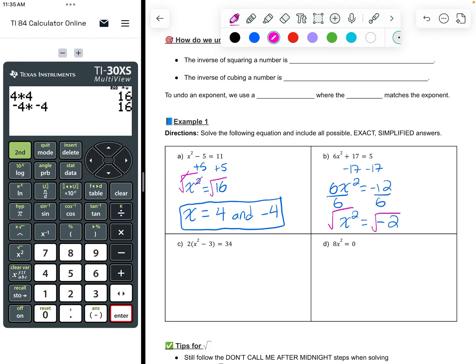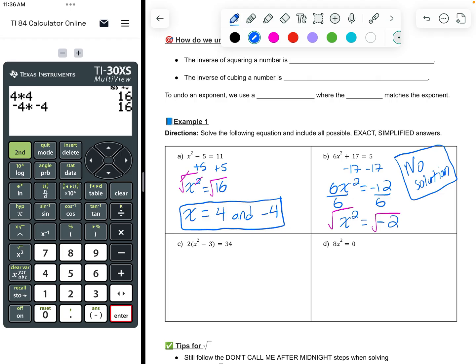Now here, because we are square rooting a negative, we cannot get a solution, because there's no real number that when you multiply it by itself, you get a negative. When we multiply a positive times a positive, that's always positive. And when we multiply a negative times a negative, that's also positive. So anytime we are square rooting a negative number, our solution is really no solution, because we cannot square root a negative number.